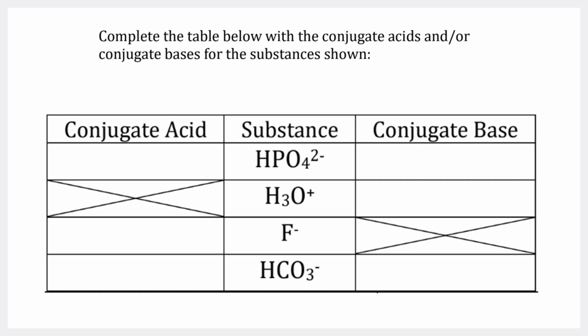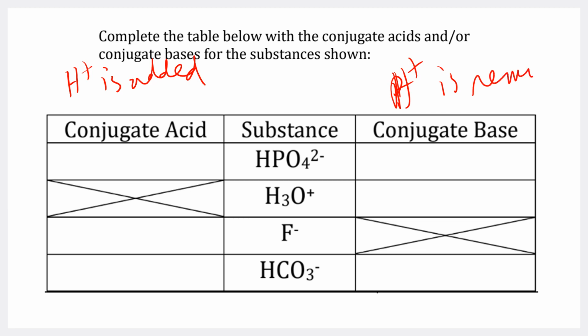Complete the following table below with conjugate acids and or conjugate bases for the substance shown. So just so we know, a conjugate acid is formed when a proton is added, and the conjugate base is formed when a proton is removed from the original substance.